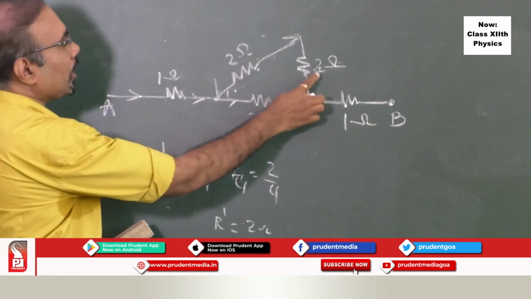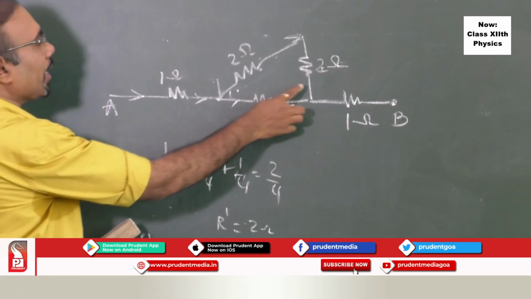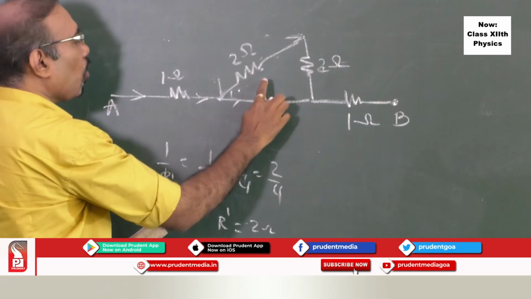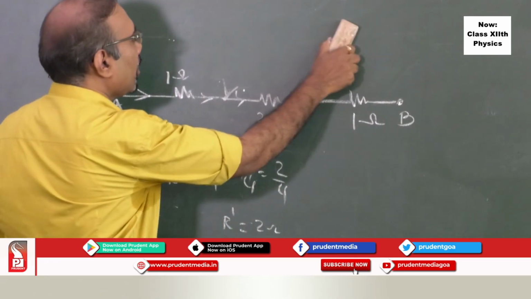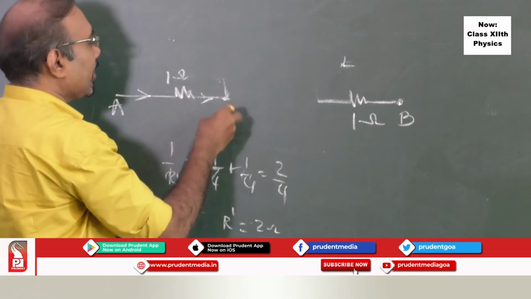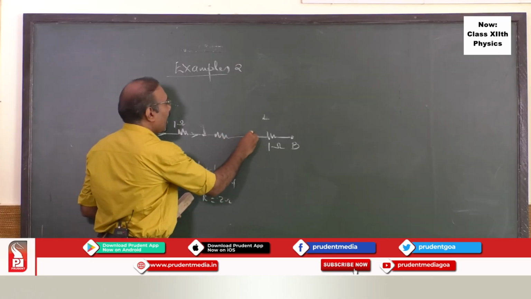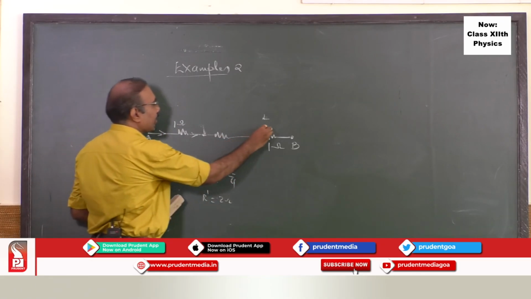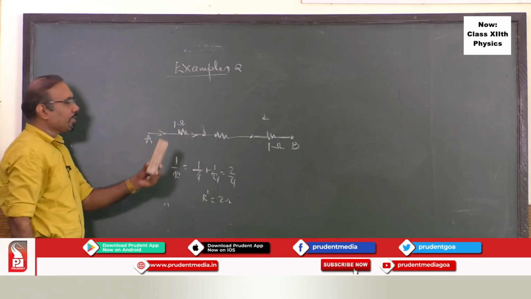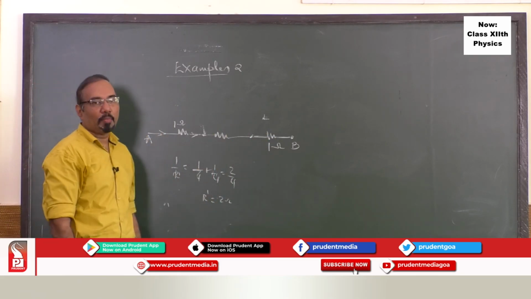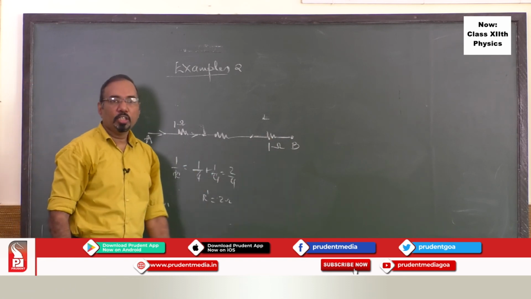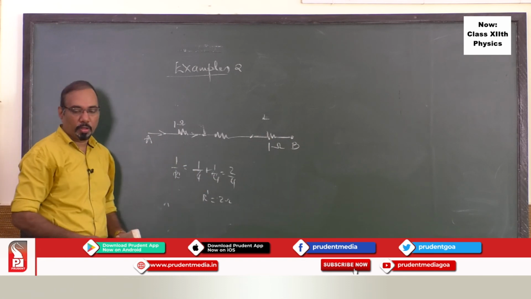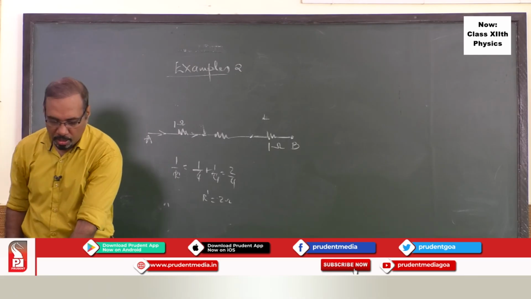This 2 ohm and this 2 ohm are in series. You will get 4 ohm. That 4 ohm and 2 ohm in parallel, that you solve. You will get the net resistance here. And finally, you add up these resistances and you will get the final resistance. You can come out with the final answer, the resistance between A and B. So this way you can solve a number of numericals based on this.